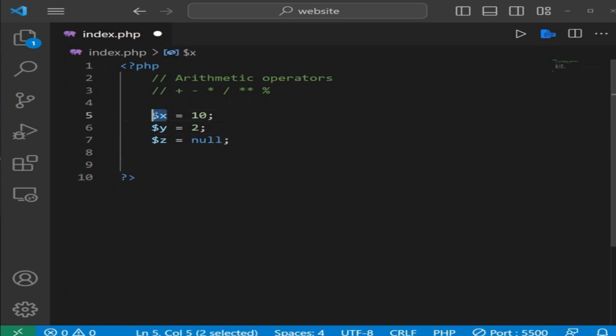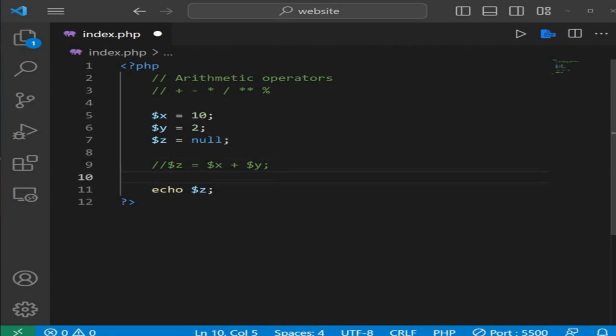If I would like to add x and y together, then store the result within z, we'll have to use some addition. I could write something like this. Z equals our variable x plus our variable y. Then I will echo whatever z is. So 10 plus 2, that's 12. So that's addition. I'll go through these pretty quick.